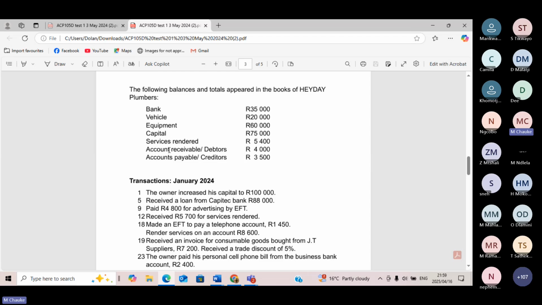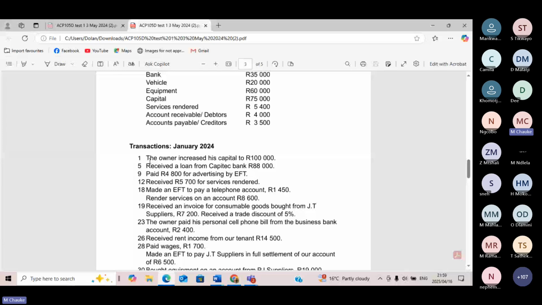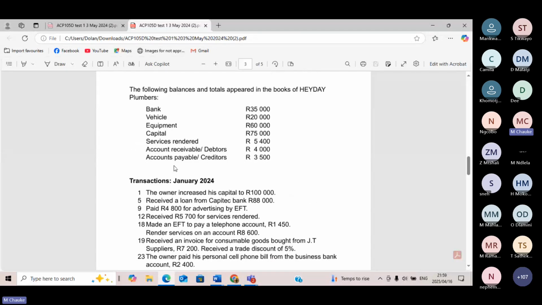Fine. And then transaction number 1, they say the owner increased his capital to 100,000. If you check, the capital was 75,000. When they say he increased to 100,000, it means he topped up by how much? By the difference between 100,000 and 75,000, which is how much? 25,000. So the 2 accounts affected in this transaction are capital and bank. Do you agree?